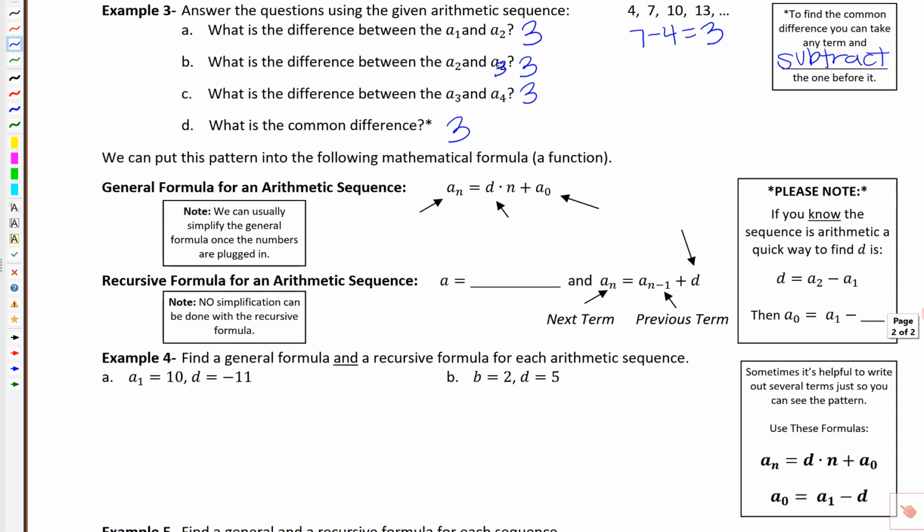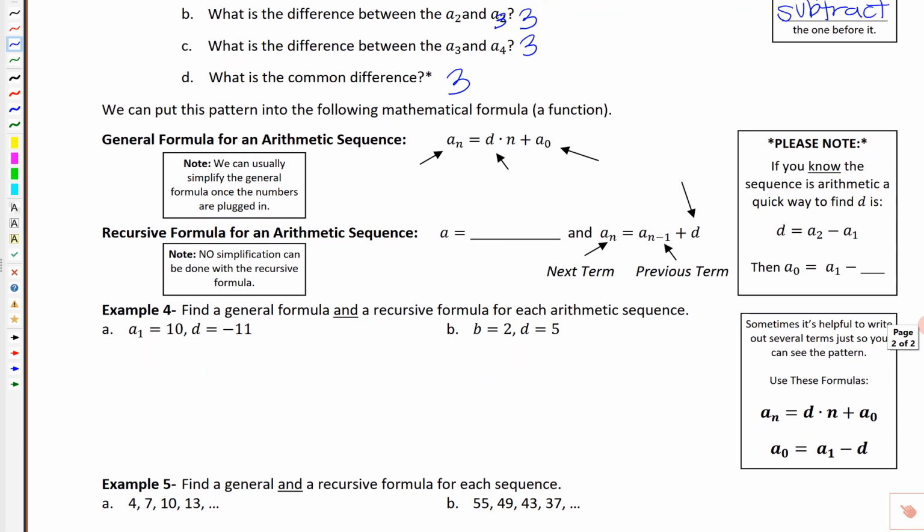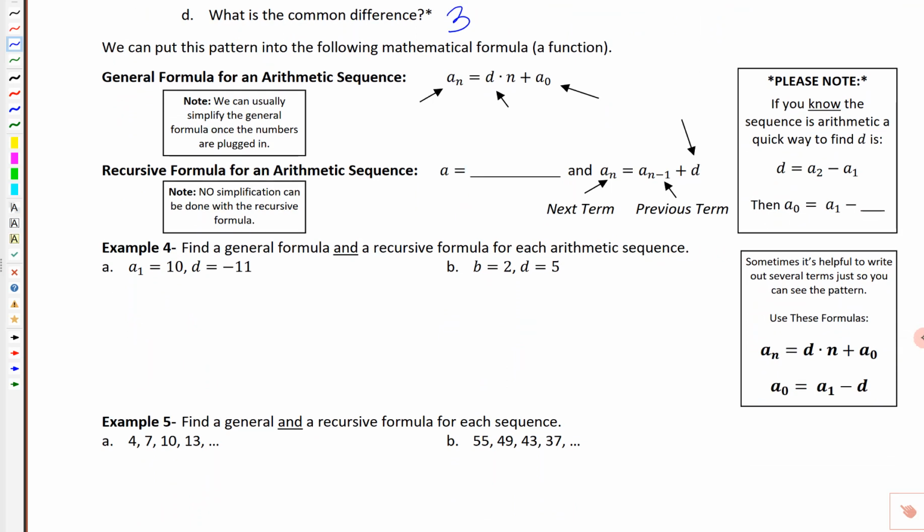So we are going to put this pattern into the following mathematical formula. So we're going to first start with the general formula. So a sub n stands for the nth term. So we could find any term, but we say nth term is just the generic one. D stands for our common difference, which we just talked about how to find.